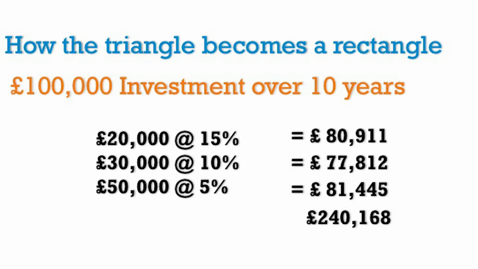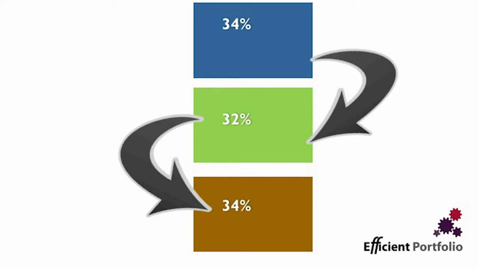So what happens? We started off with a lovely triangle of risk with 50% in low risk and only 20% in high risk. But what happens over time is that we end up with a nice portfolio growing from £100,000 to £240,000 over the 10 years. But our nice triangle has turned into a rectangle. What it means is we've now got as much in high risk investments as we have in low risk investments. So this is a much riskier portfolio than we actually wanted at the start. So gradually over time, our triangle has turned into a rectangle, and the portfolio's got riskier and riskier.